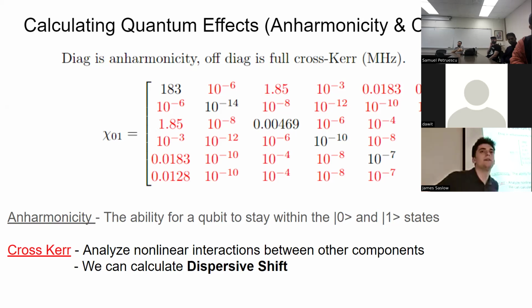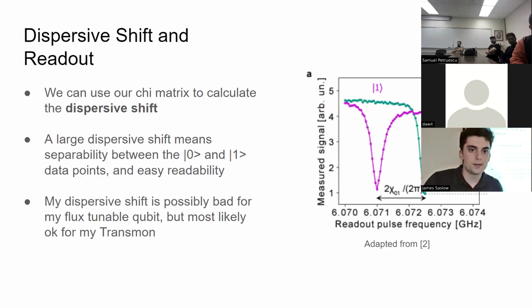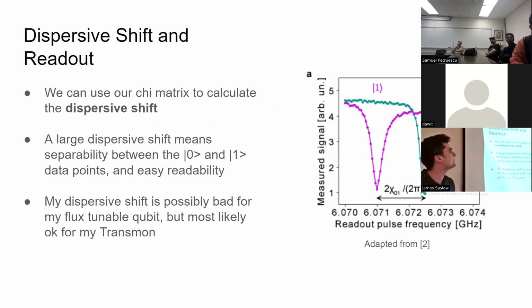And we can also calculate something very important called the dispersive shift. So dispersive shift is very relevant to readout. I haven't actually done this calculation yet, but this is one of the big milestones that I hope to achieve soon, using our chi matrix to calculate the dispersive shift. And all dispersive shift means is how well can you distinguish your 0 state from your 1 state.